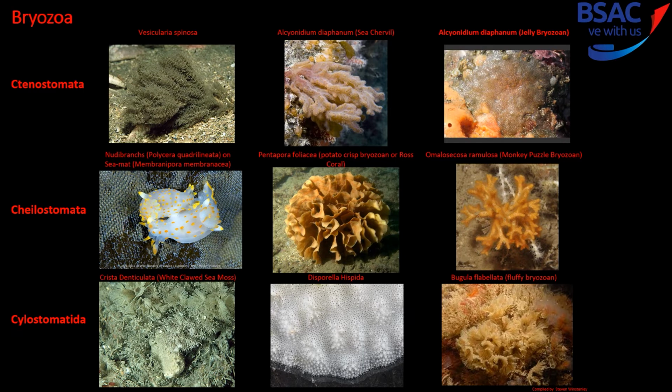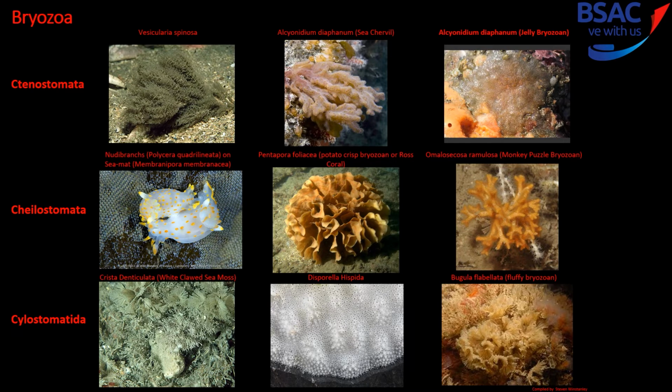The order Ctenostomata has a non-calcified vase-shaped zooid that is soft to touch. In the first row we have the Vesicularia spinosa, sea chervil, and jelly bryozoan. Vesicularia spinosa looks similar to many hydroids due to its feathery nature, and the jelly bryozoan could easily be mistaken for an encrusting sponge.